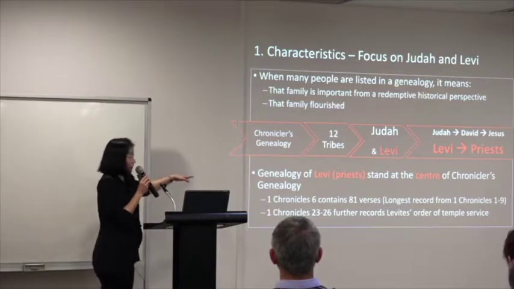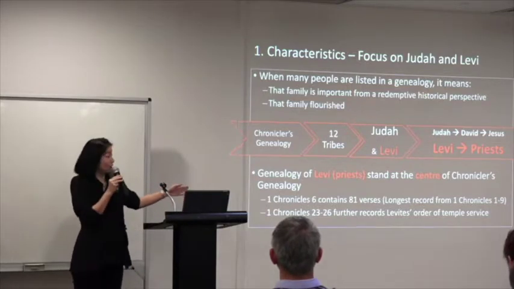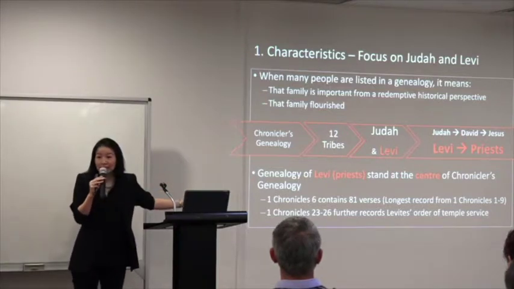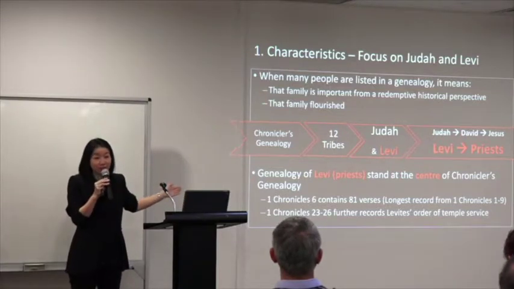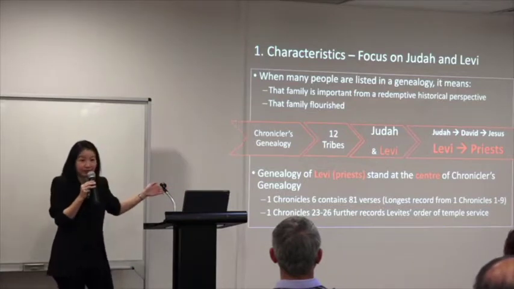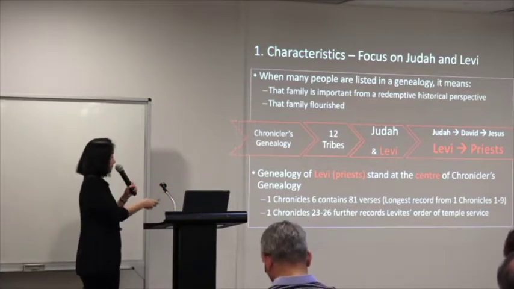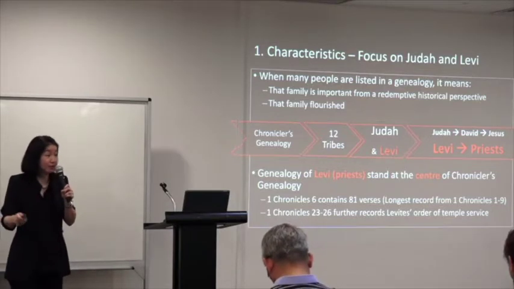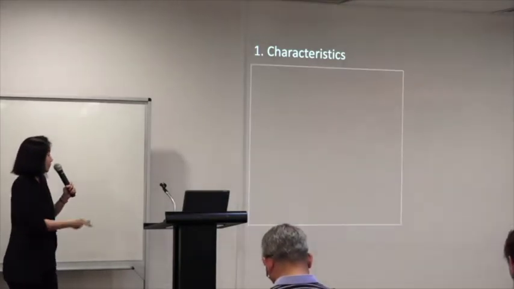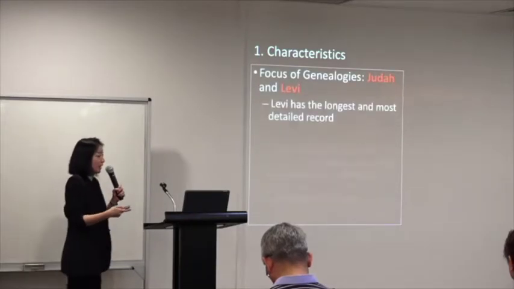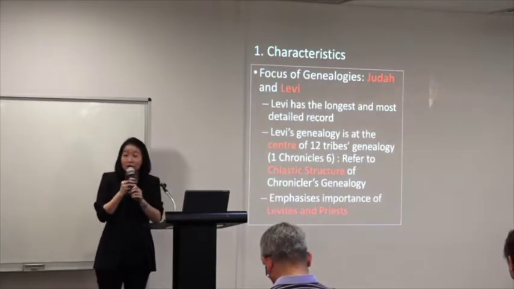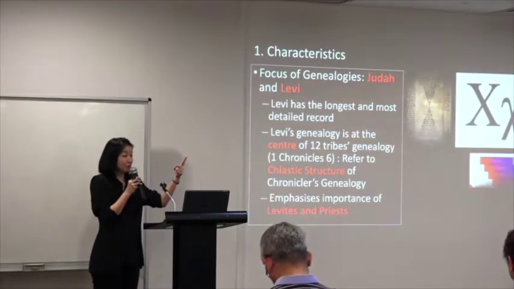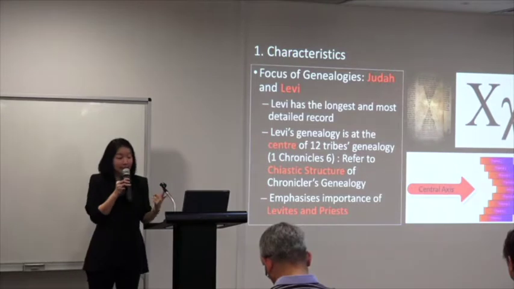So, Chronicles chapter 6 has 81 long verses. Why do we focus on chapter 6? This is the chapter specifically on the high priest, on the Levites. Okay? And repetition in chapter 23 to 26, Levites are repeated again. So, we can see focus of the Chronicles genealogy, Judah and Levi. Tribes of Judah and tribe of Levi.